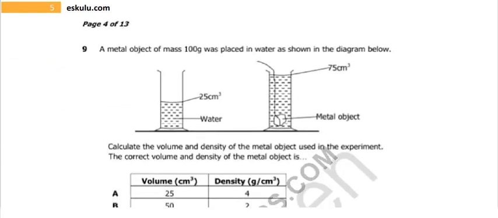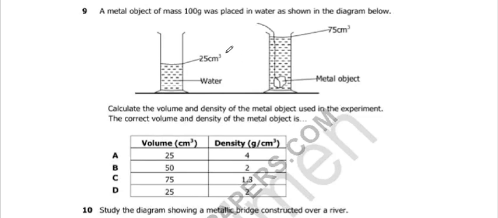Question number 9. A metal object of mass 100 grams was placed in water as shown in the diagram below. You've got water at 25 centimeter cubed, and a metal object being placed there. After the metal object is placed, the level of water increases to 75 centimeter cubed. So first question, what is this 25 centimeter cubed? Well, this is the volume. So the volume of water alone is 25 centimeter cubed.